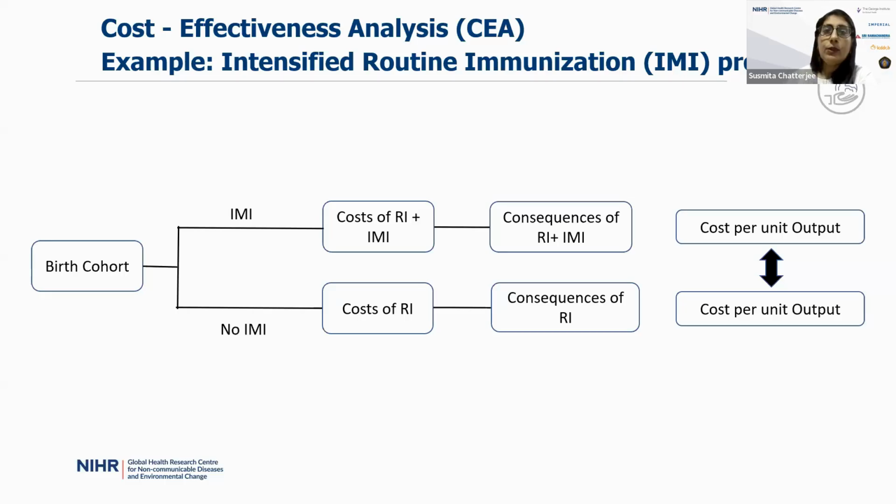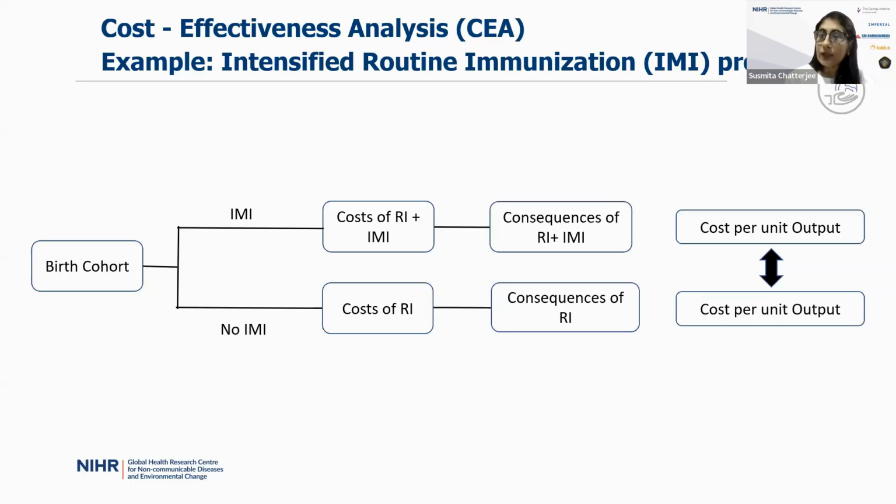So in your case, whatever intervention you are thinking about, when you think of an economic evaluation, whether cost effectiveness analysis, cost benefit, whatever you want, you have to think: what is my intervention, and what is the counterfactual? What is the comparator? If the intervention was not there, then what? In our example, there is a routine program going on, and IMI was an addition. So there will be a cost for the routine program, and a cost for IMI, which I discussed the other day. That is the cost of the intervention.